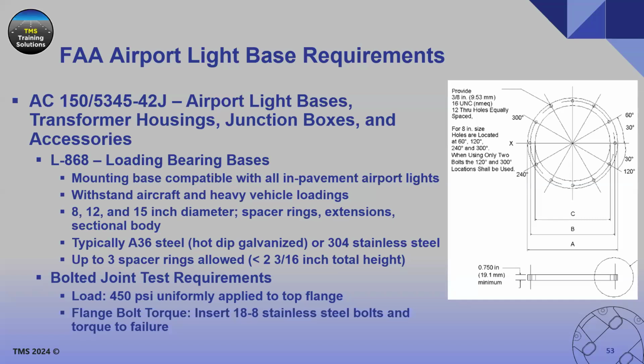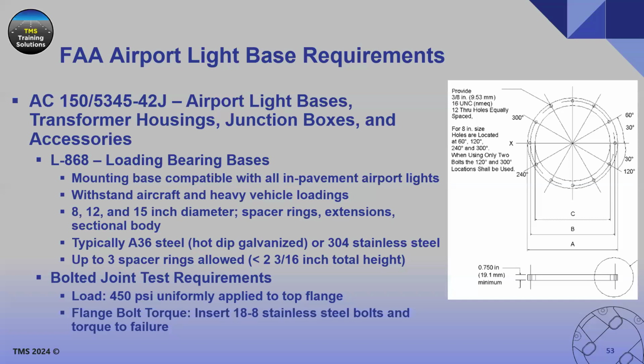For base cans, that's divided in 42J. Specifically, the L868 type load-bearing base can is used for centerline lights and threshold lighting, where there could be aircraft or heavy vehicle loadings on a regular basis. And so the design and dimensions of the flange, which is the interface for the bolted connection, is common for all manufacturers. It's a required design and layout and dimensions.